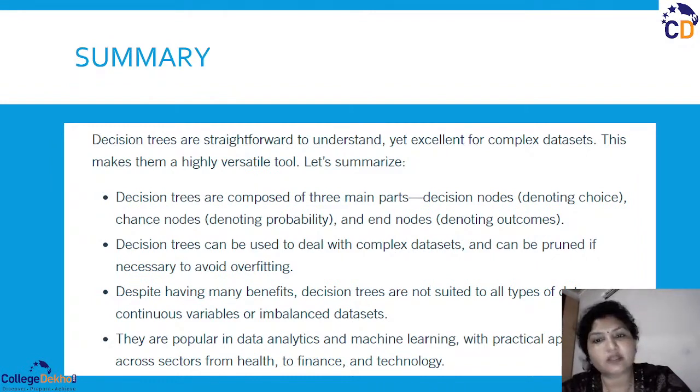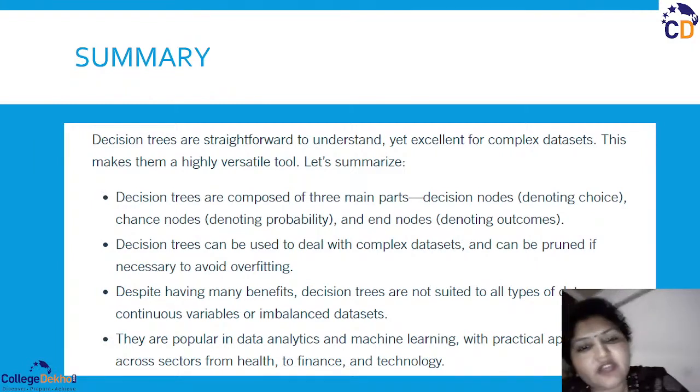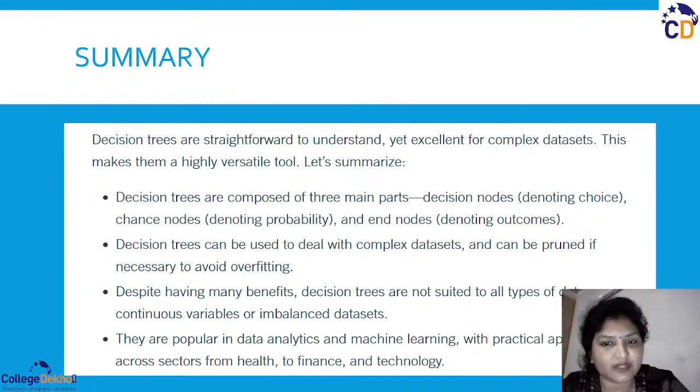Decision trees are composed of three main parts: decision nodes denoting choice, chance nodes denoting probability, and end nodes denoting outcomes. So we have choices, probability, and outcomes in our decision trees. Decision trees can be used to deal with complex data sets. They can be prone to overfitting if we have less data, but if we have a huge amount of data, it is not going to be an issue, right? Yes. So let us see the next summary.